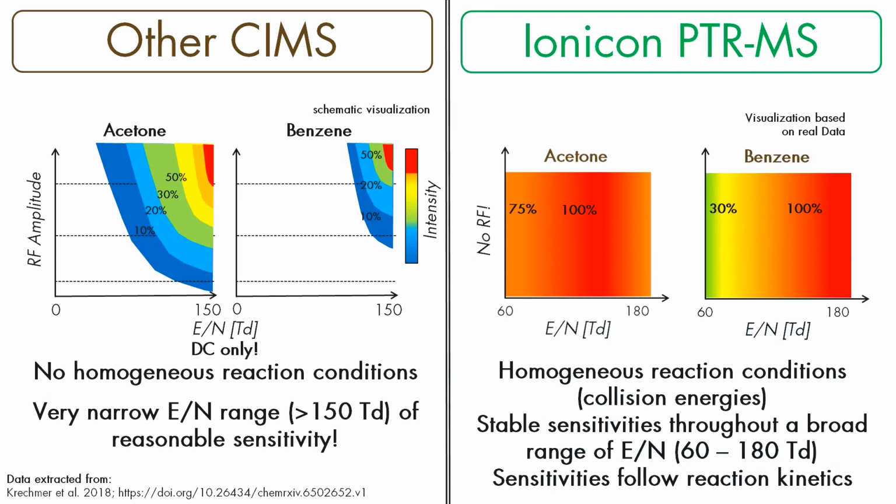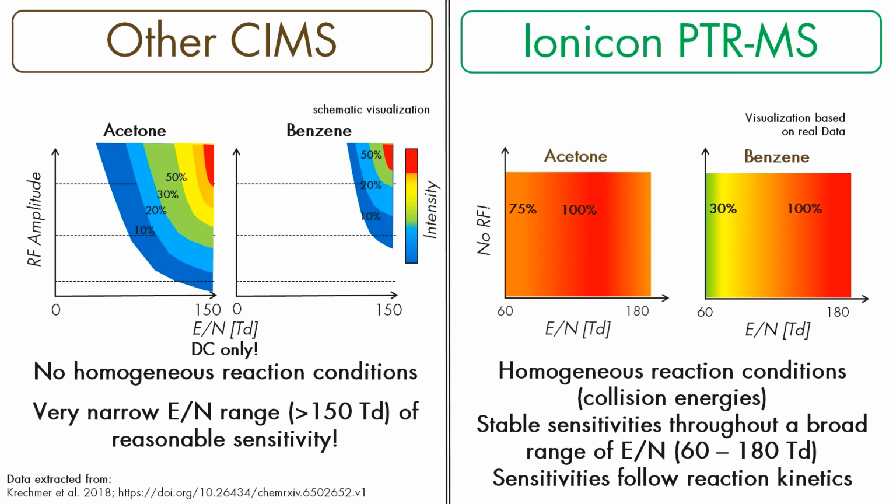But here comes another issue. While IONICON's DC drift tube reactor has very homogeneous reaction conditions, which results in pretty stable sensitivities throughout a broad range of E/N, the RF design is much more limited. Good sensitivities can only be reached at a very narrow DC and RF voltage range. With an applied E/N of around 150,000 plus the more or less undefined influence from the RF field, reaction conditions are significantly harder than typical operation conditions of an IONICON PTR-MS.